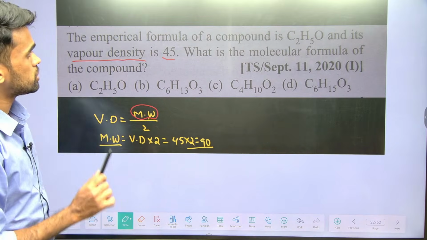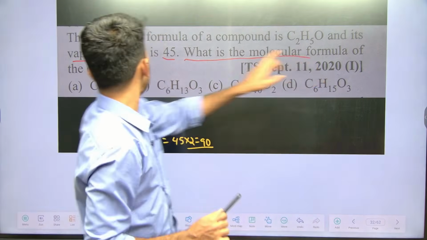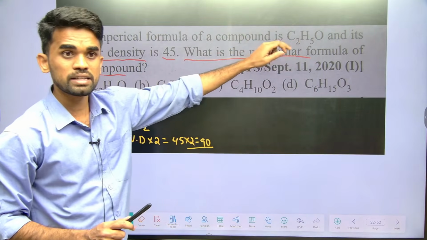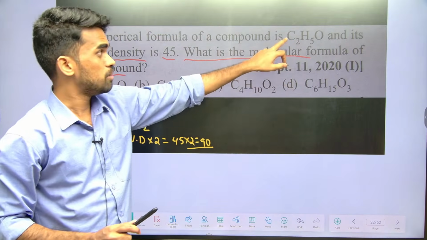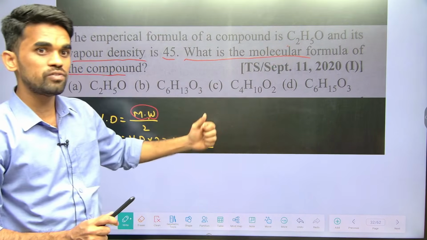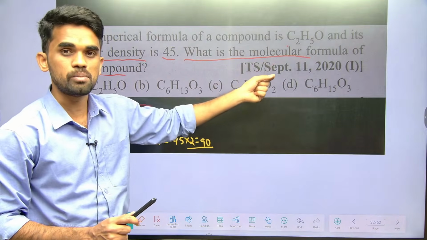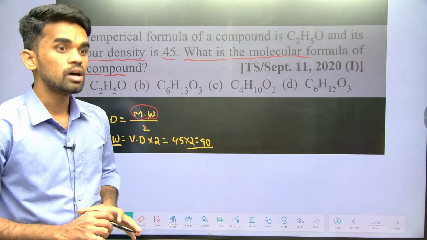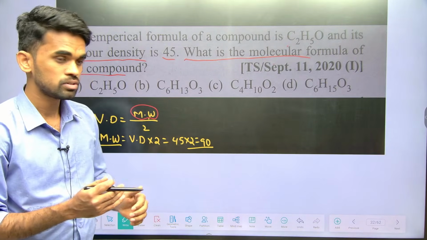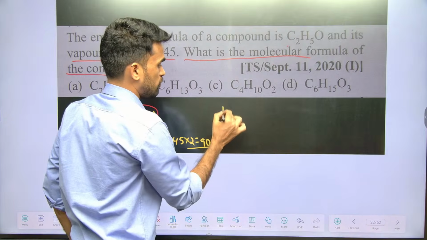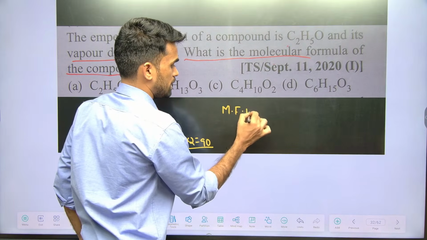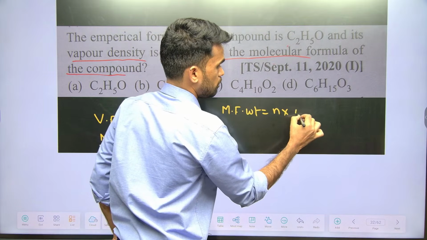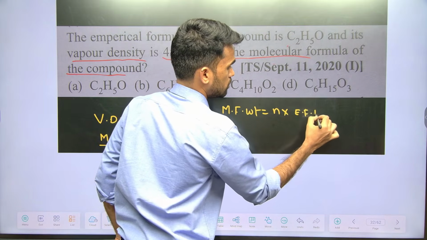Then next, read the question. What is the molecular formula of the compound? See, empirical formula is given, molecular weight is given, asking molecular formula. So what is that relation I told you? Tell me once again. Molecular formula weight equals n into empirical formula weight. Right.